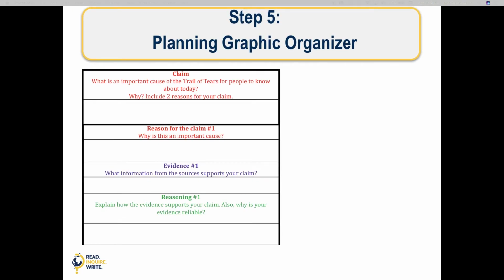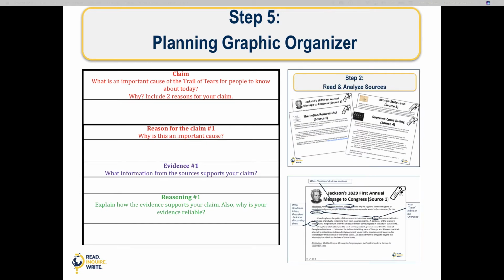Next, you'll use the planning graphic organizer. The graphic organizer is like a roadmap for your essay. It helps you organize your ideas about which sources are most reliable for learning about the Cherokee removal. And it will prompt you to give evidence and reasoning to support your argument as well as a counter-argument. You will use all of the work you've done so far to help you develop this roadmap. You'll look at your annotated sources and determine what argument you think is strongest, and then make decisions to plan the essay you'll write.